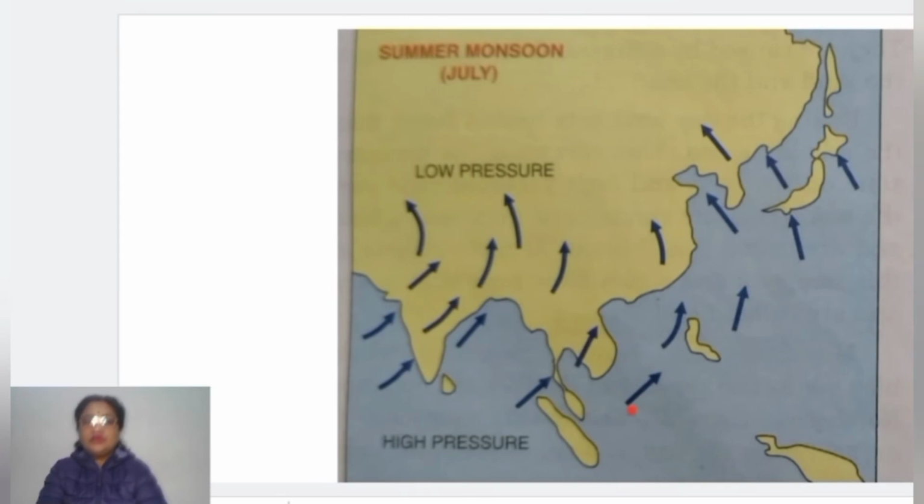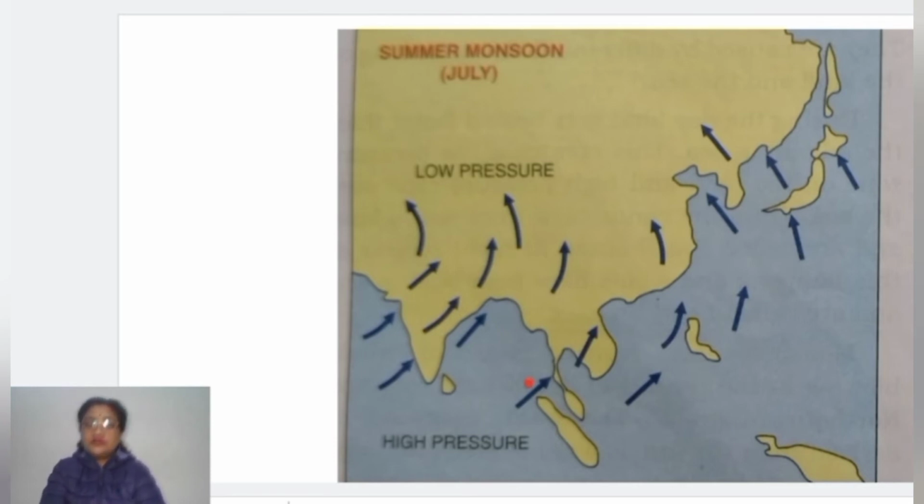Now children, let's talk about the other set of periodic winds, which are the monsoons. Monsoons are quite similar to the land and sea breeze. The land and sea breeze is something which happens daily, that is a daily phenomenon. But the monsoons are seasonal winds, a seasonal phenomenon. Almost the process is the same. You'll find it quite similar to the land and sea breeze.